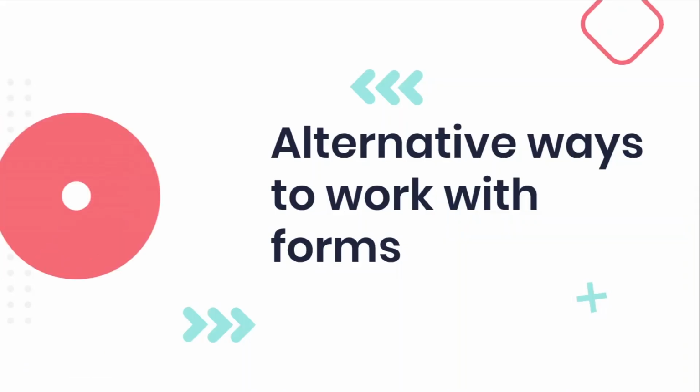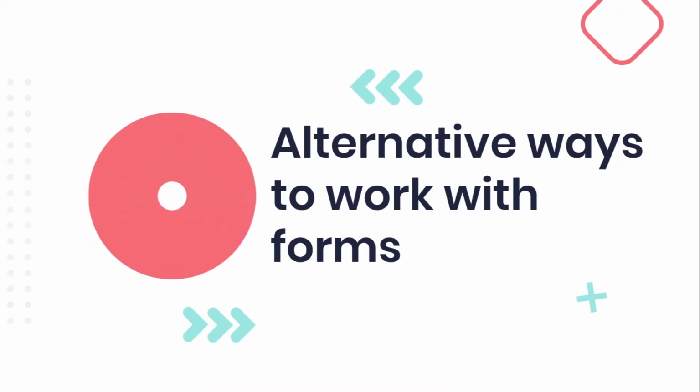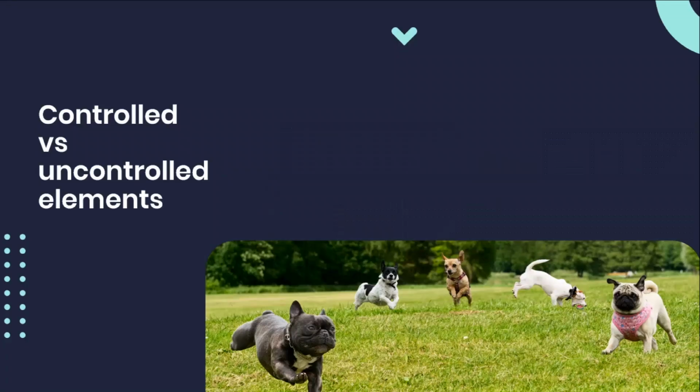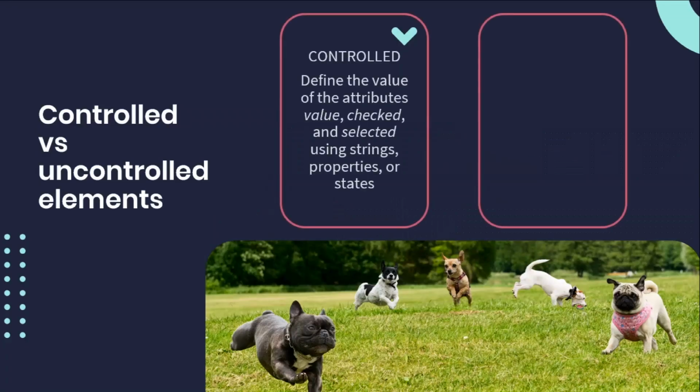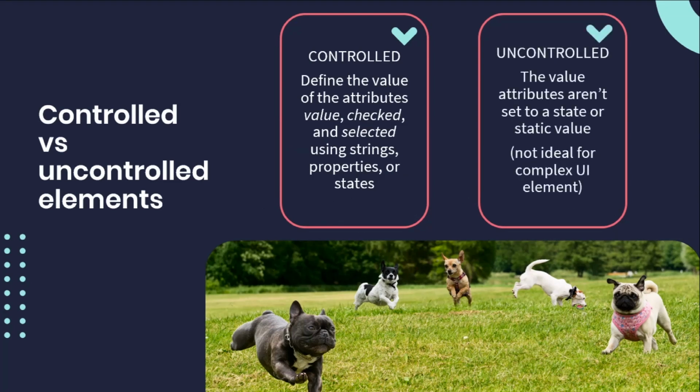Using controlled form elements is best practice, but as you've seen, this approach requires additional work because you need to manually capture changes and update states. If you define the value of the attributes value, checked and selected using strings, properties, or states, then an element is controlled by React. At the same time, form elements can be uncontrolled when the value attributes aren't set, neither to a state nor to a static value.